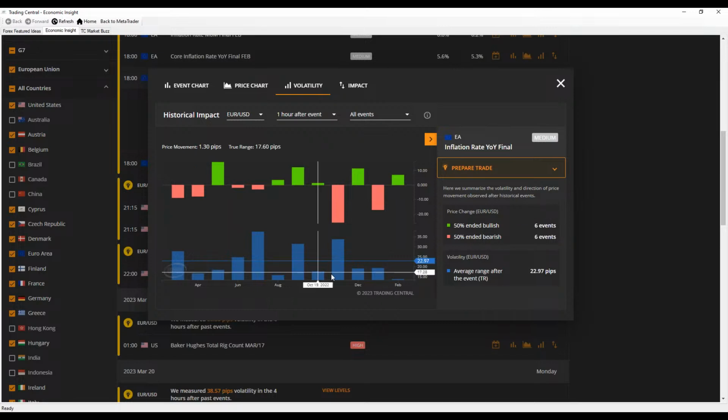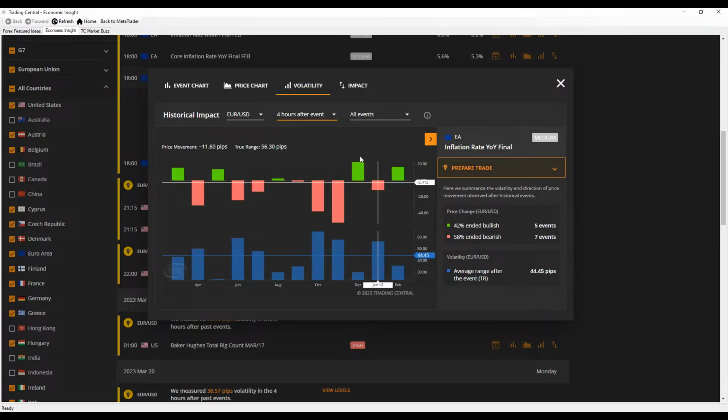They also measure the volatility for you based on the average range after the event. This is measured in the ATR, which is the average true range. They've measured the volatility to be 22.97 pips 1 hour after the event. Of course, if you change it to a different time frame, say 4 hours after that, you would be seeing different stats here. So depending on what time frame you're trading on, you'd be playing around with these different selections.